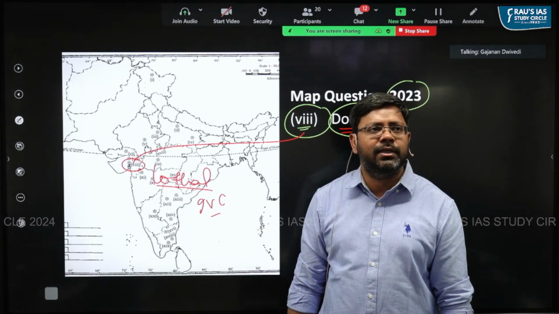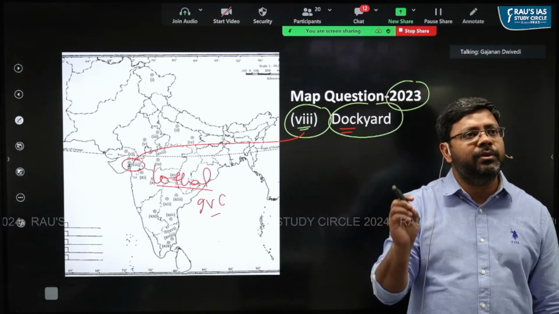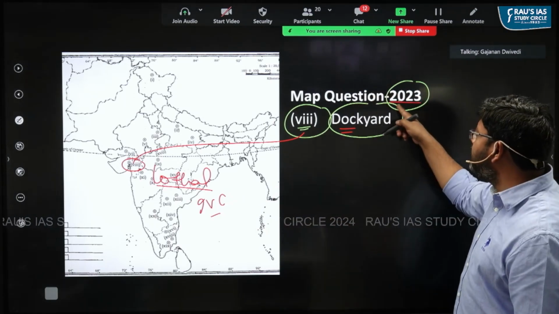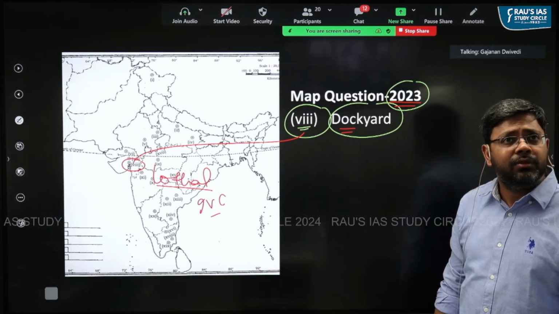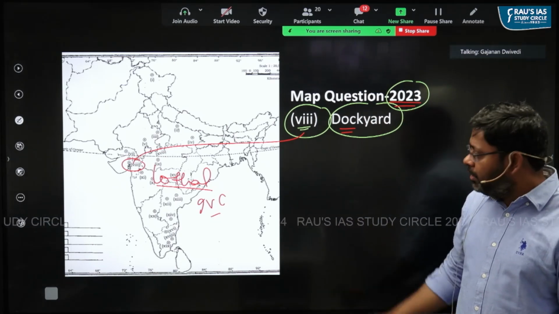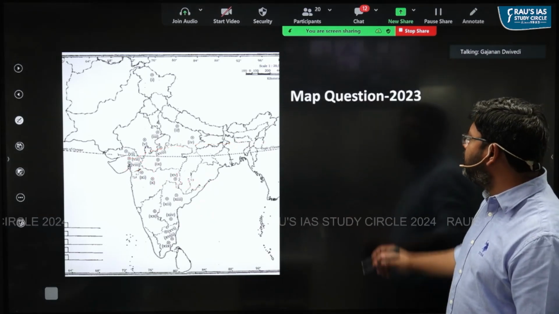Dipanshu, Samriddhi, clear with this? The map question would be super simple. This is a 2023 UPSC question. One more question from 2023, this question.